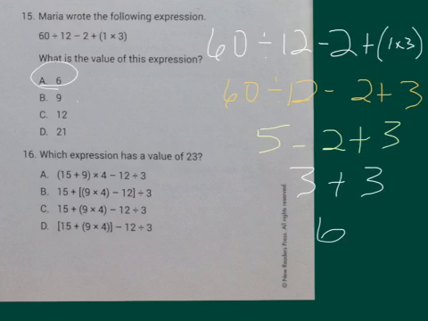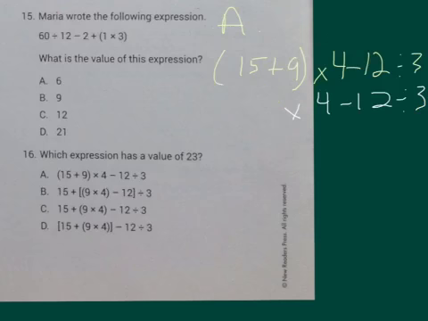Alright, so number 16, it says, which expression has a value of 23? So of course there we're going to have to work our problems out to see which one has the value of 23. So let's go ahead and get started with A. So as we're working our order of operations, we're going to say 15 plus 9 is going to be 24. And so we're going to say 24, going from left to right, 24 times 4 is going to give us 96. Minus 12 divided by 3.